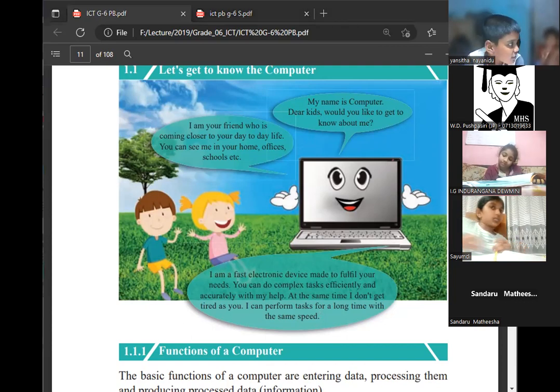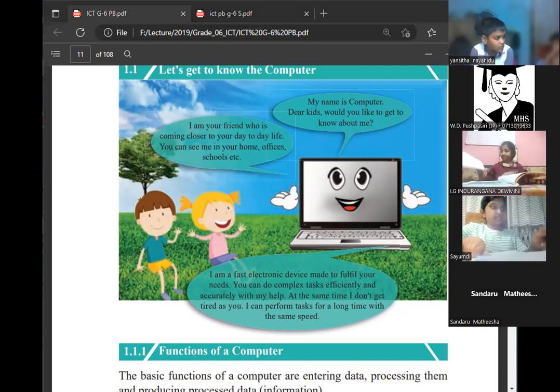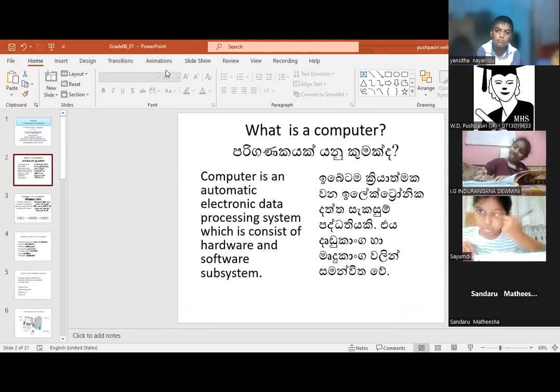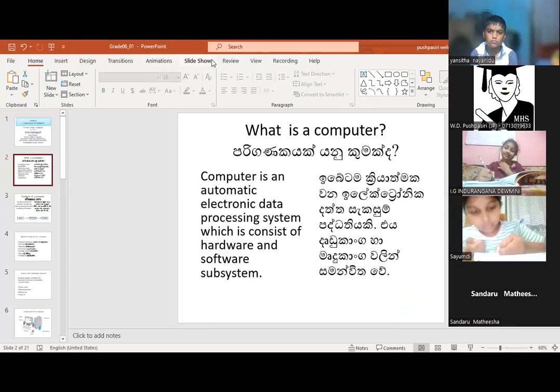Okay. Let's write down what a computer is. So we will understand what is computer, no? I'll show you. You can write down here. Okay. Can you see now? There are Sinhala as well as English. You can write down Sinhala or English or both, whatever it is. Write it down.